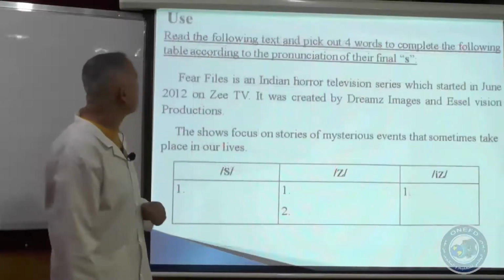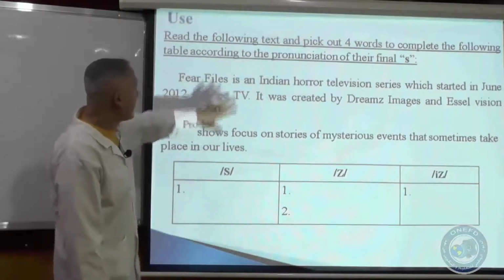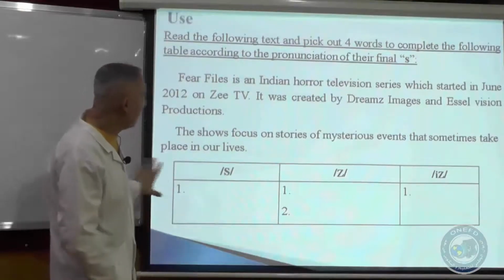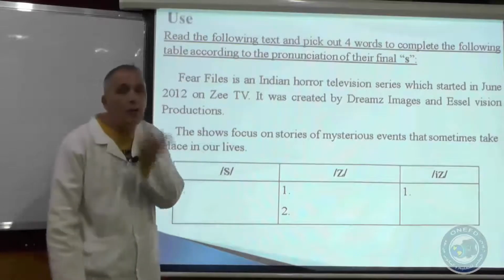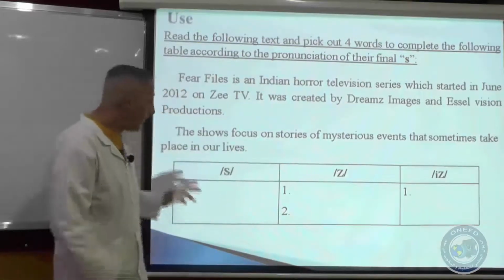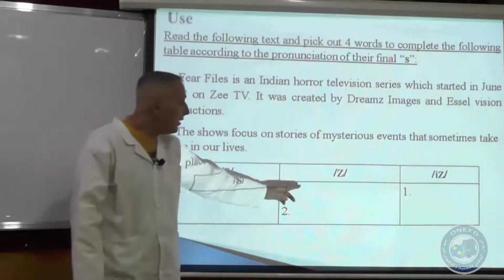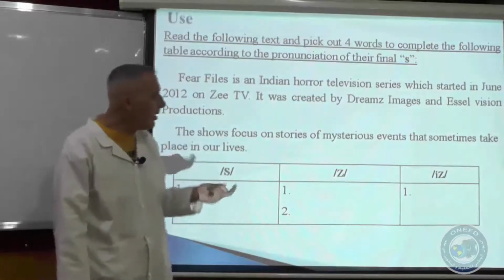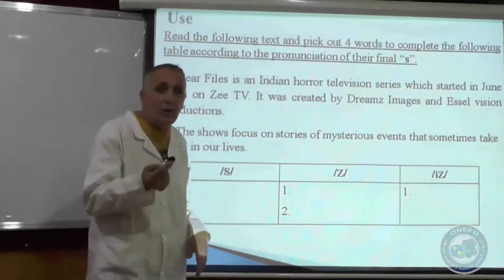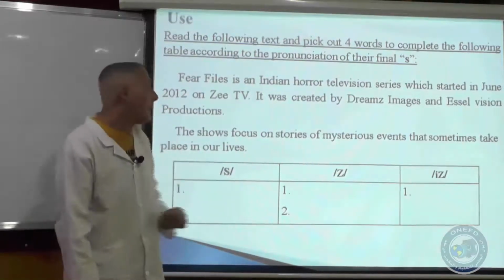Well, now I'm going to do the second task. Read the following text and sort out 4 words to complete the following table according to the pronunciation of the final S: S, Z, "iz". You notice that in the first column we have only 1 word, in the second you have 2, and in the third only 1. Add only 1, because in the exams if you add another one which is false, everything will be false. Is it clear? Alright, you read the text.